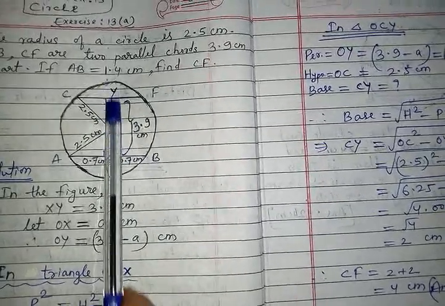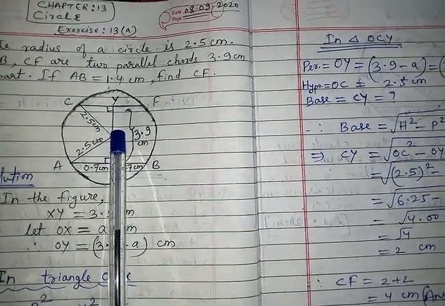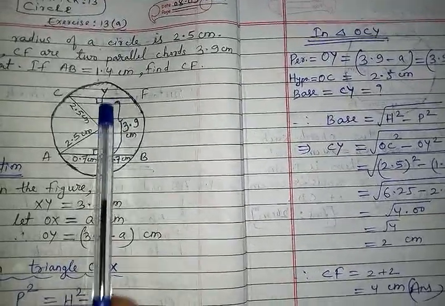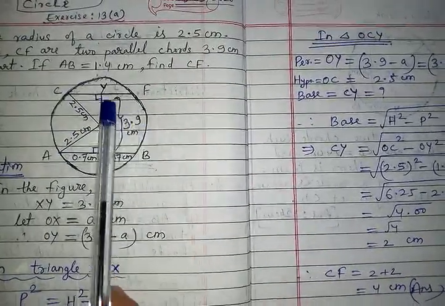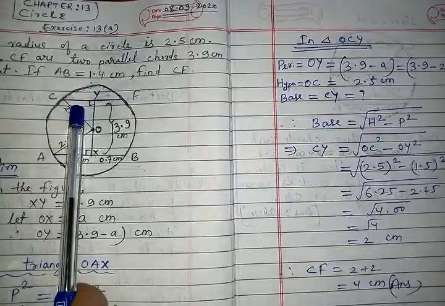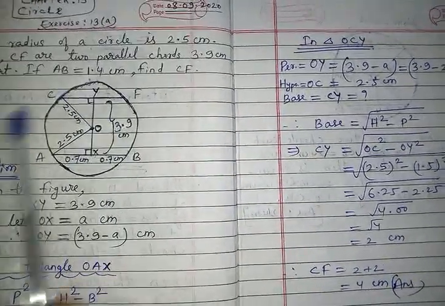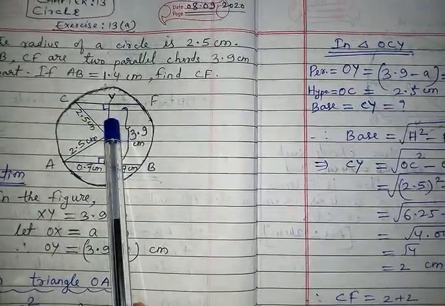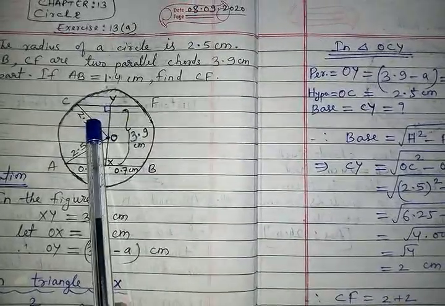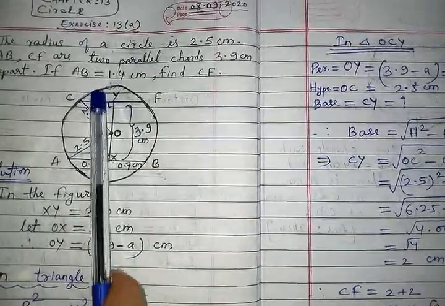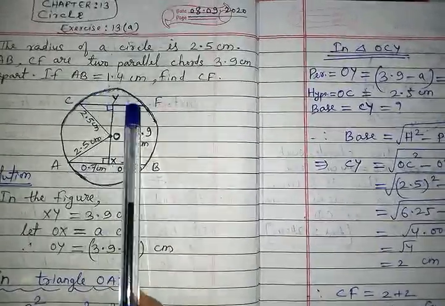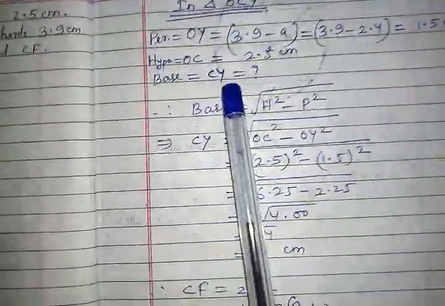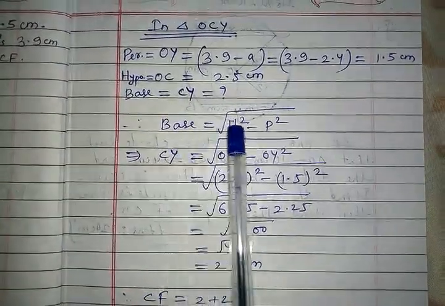And in this triangle OY is perpendicular, CY is base and OC is hypotenuse. Or even you can swap base and perpendicular, but here I have kept CY as base and OY as perpendicular. Now in this triangle we know these two sides: this is 1.5, which we just found, and this is 2.5. Whatever the value of CY is, the CF value will be double, because if this is 2, then this is also 2. So it will double. Now we will find CY, and CY is base.